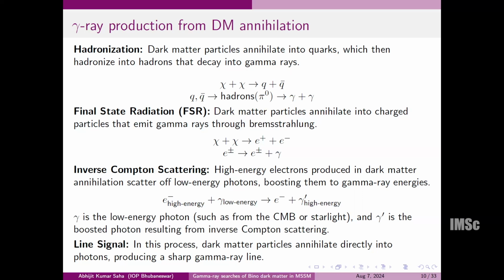Finally, you may have a line signal where dark matter directly annihilates to either a single photon or two photons. Then you will find a peak, and you can precisely determine the energy of the emitted photon. If dark matter annihilates to two photons or a single photon, you will find a sharp peak in your gamma ray spectrum.